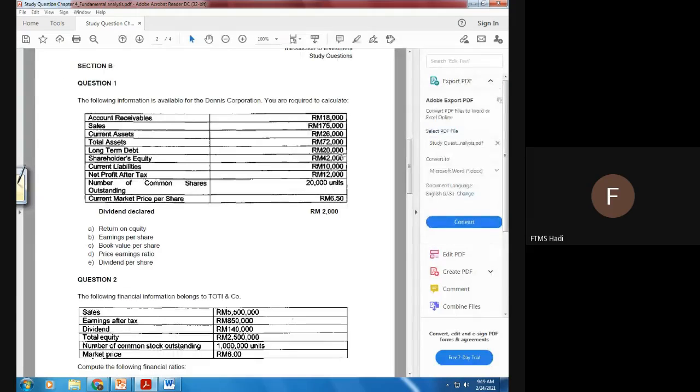Let's have a look at question number 1. This is a straightforward question, whereby the following information is available for Danish Corporation. You are required to calculate A until E. Before answering, you need to understand the terms and then the figures. We have account receivable, sales, current asset, total asset, long-term debt, shareholders equity, current liabilities, net profit after tax, number of common shares outstanding, and market price per share. I also added dividend declared, which is used to calculate dividend per share. The first question is return on equity.